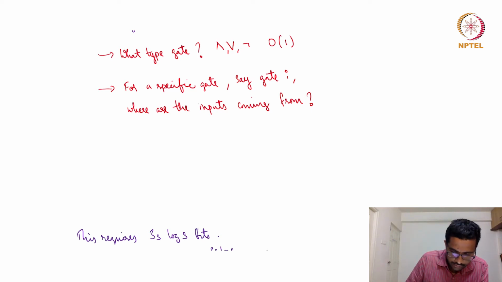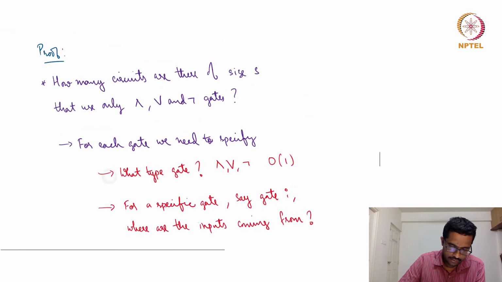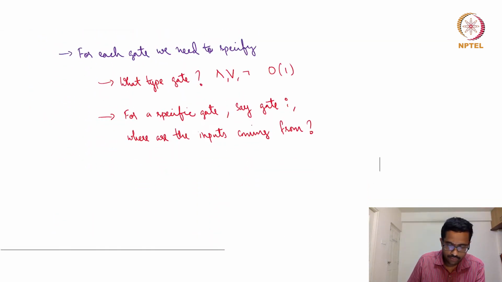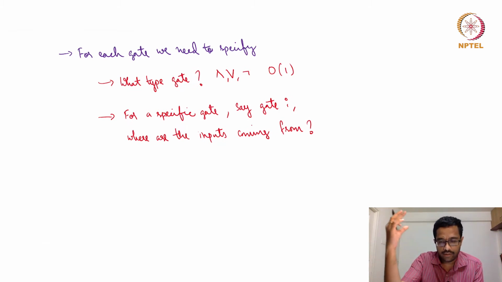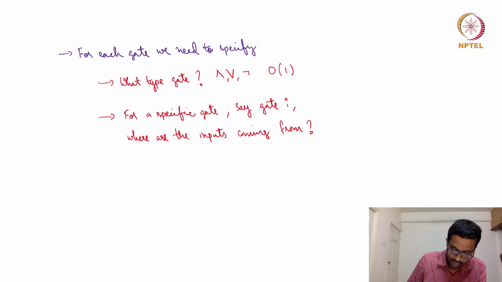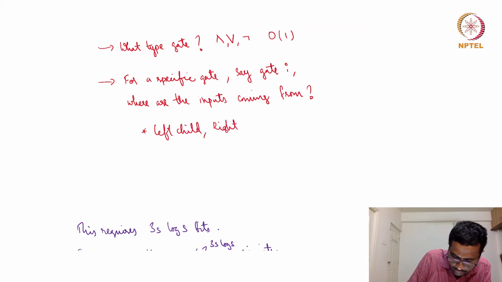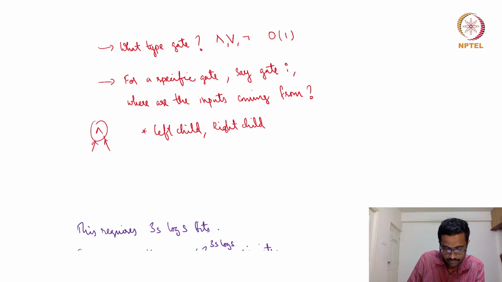So given a gate, we already said we will restrict to the De Morgan basis. The theorem statement doesn't specify, but we will restrict ourselves to AND gates or OR gates of fan-in 2. So we need to specify where the left child comes from, and where the right child comes from. If it's an AND gate, it has a left child and a right child, and we need to specify where these come from.